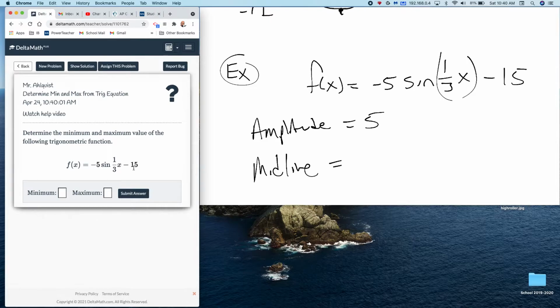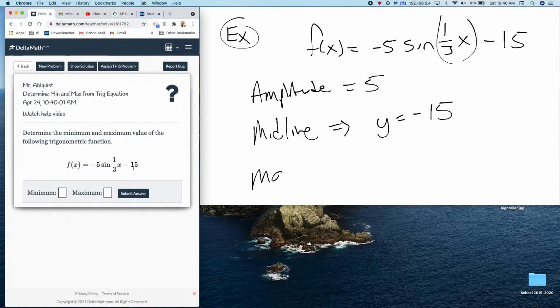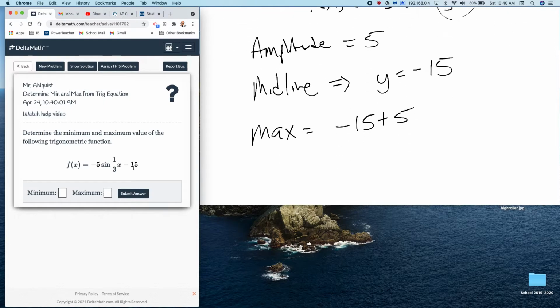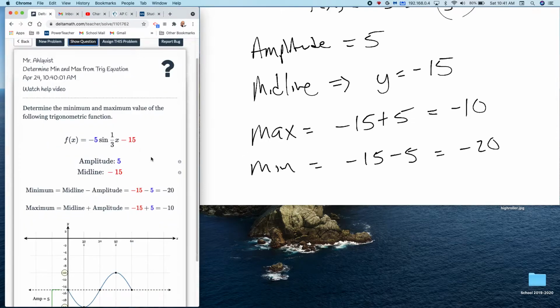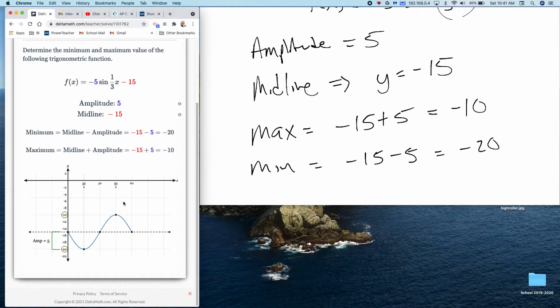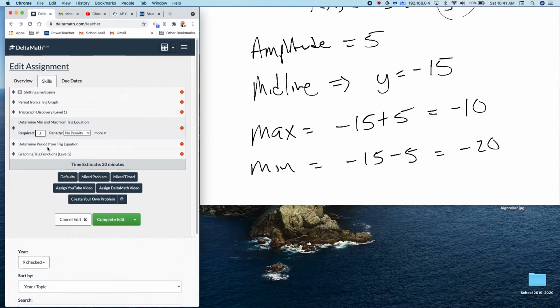But the graph, the midline, is y equals -15. That means we go 5 higher than -15, so the maximum would be -15 plus 5, and the minimum would be -15 minus 5. So we go 5 away from -15, so the maximum will be -10, the minimum would be -20. And just to show you that solution, that's what they do in here, and you can see what happened there. So you can get that.